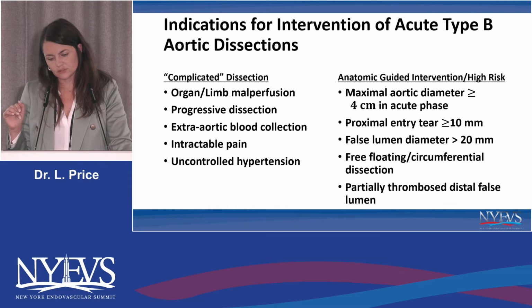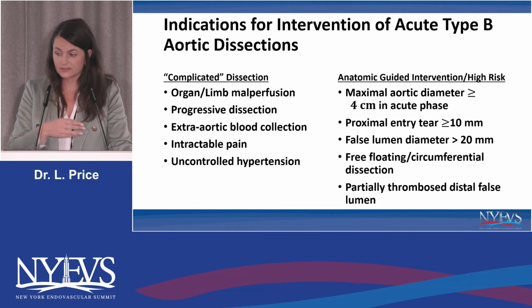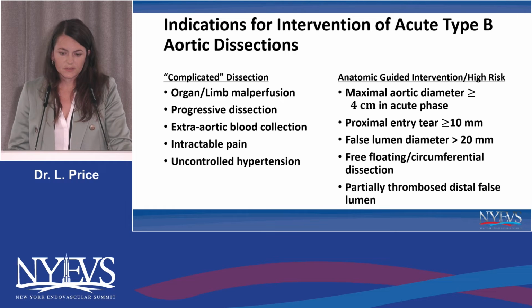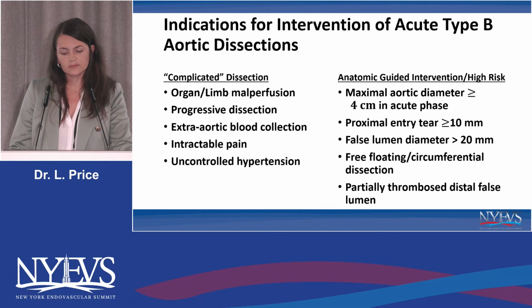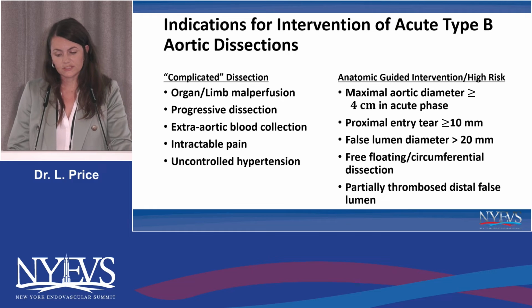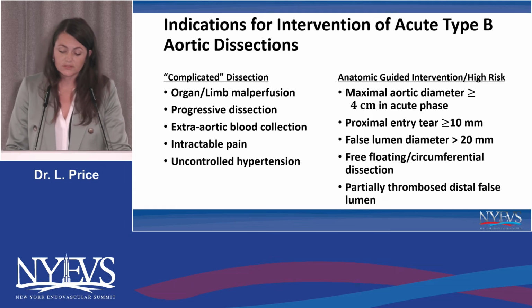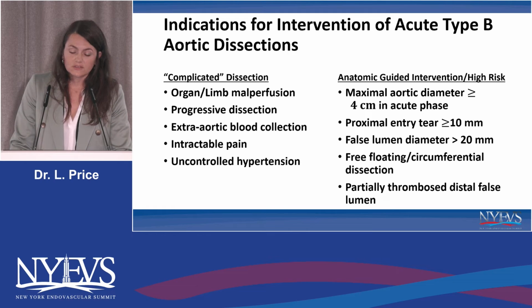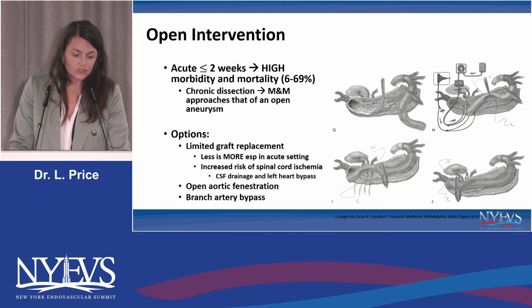So standard, what we've been taught, if you have a complicated dissection for the findings listed here, you want to intervene on these patients with type B aortic dissections. However, now we know a little bit more. So we know if someone comes in, has a maximal aortic diameter of 4 centimeters in the acute phase, has a proximal entry tear of greater than or equal to 10 millimeters, has a false lumen diameter of greater than 20 millimeters, has free floating or circumferential dissection, or partially thrombosed distal false lumen, we may want to treat these patients in the subacute phase in order to prevent degeneration in the future.